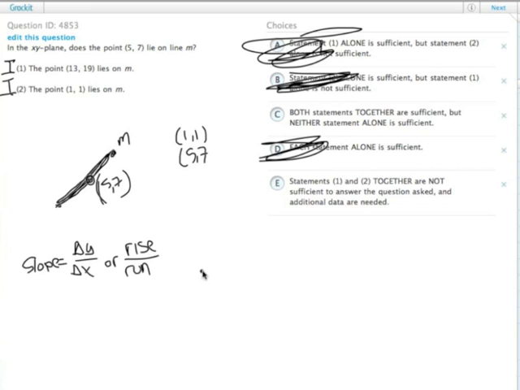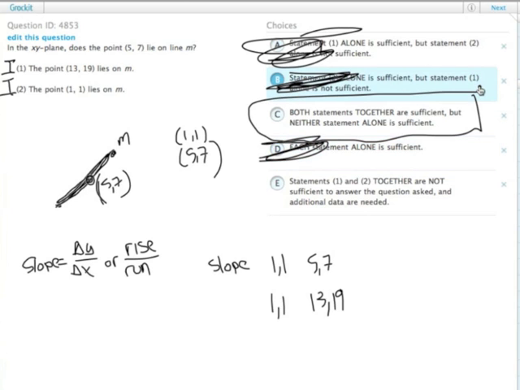We don't actually have to do the math to see whether they have the same slope. We just have to know that because we have 2 different pairs of points where we would compare the slope. We have the slope from (1, 1) to (5, 7), and the slope from (1, 1) to (13, 19). If they're the same, the answer is yes. If they're different, the answer is no. Both statements together then are sufficient. Answer choice C.